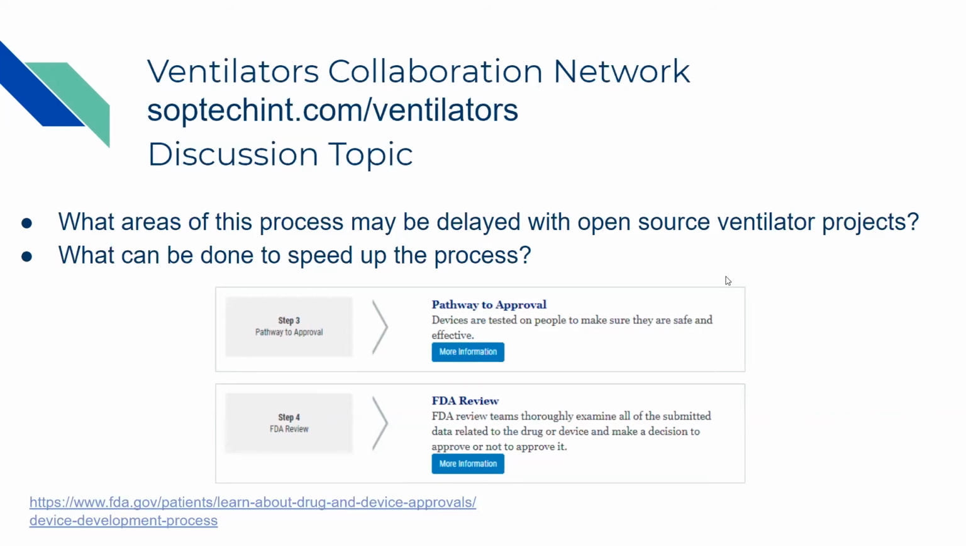Okay, thank you for that. Anybody else? Is it possible that there isn't enough urgency yet where some of the government authorities would feel that it's okay to fast track these processes?